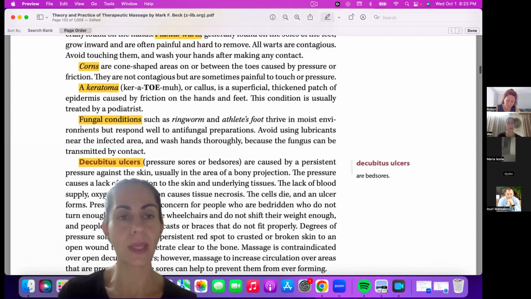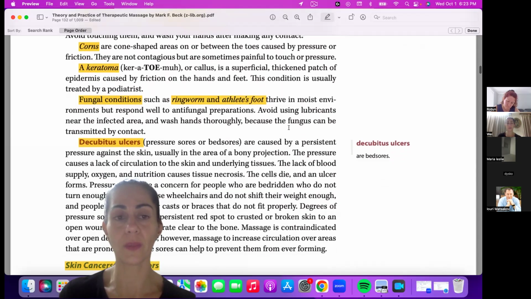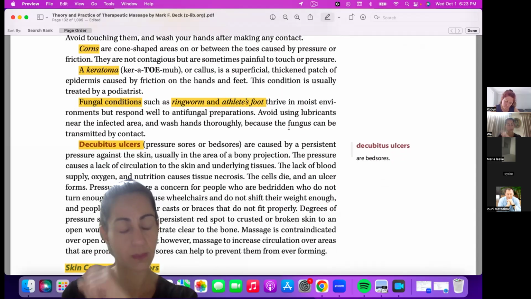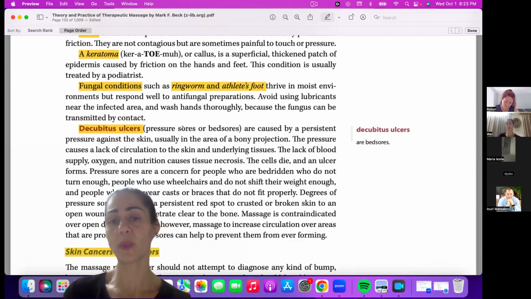What else? We've got fungal conditions like ringworm and athlete's foot. These are contagious, so we need to be careful of them. Antifungal aromatherapy or medication can help with them, but they need to be used very often to take care of them. Then we have decubitus ulcers. These are bed sores. When people have an illness and have to be bedridden, they start to develop bed sores. They are painful.